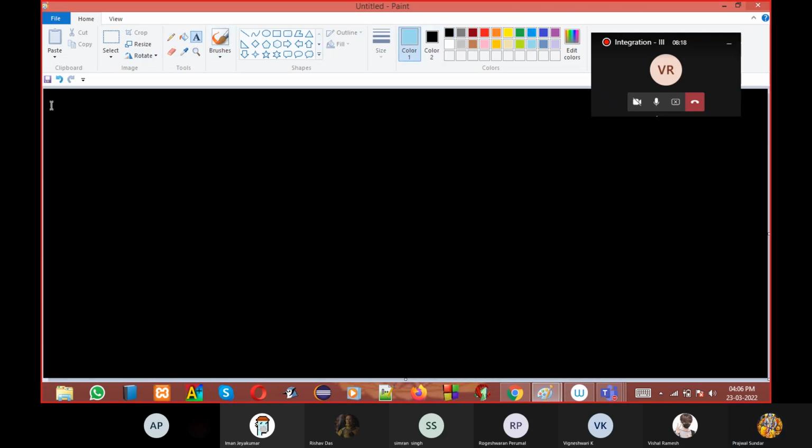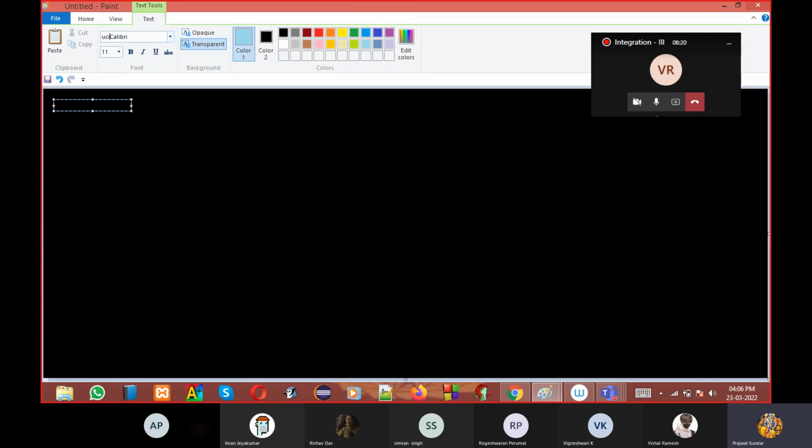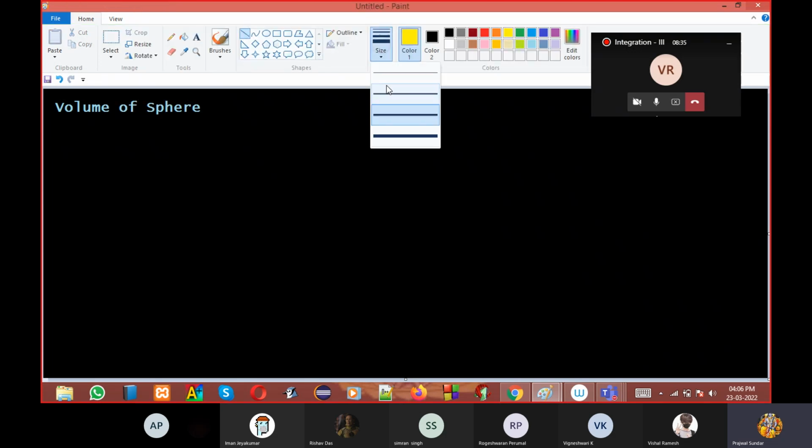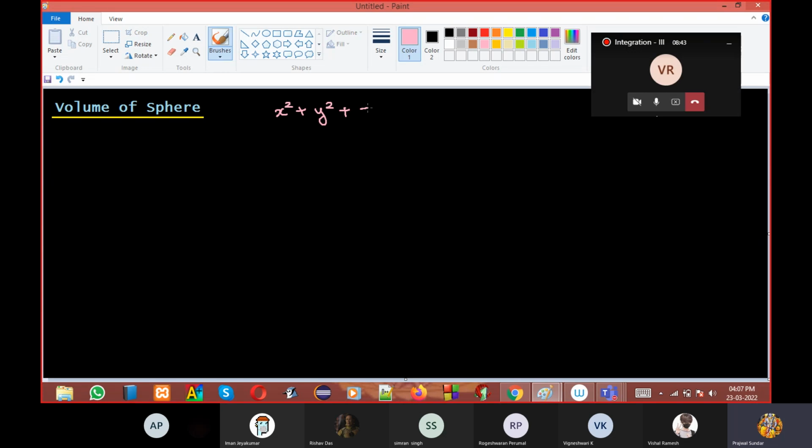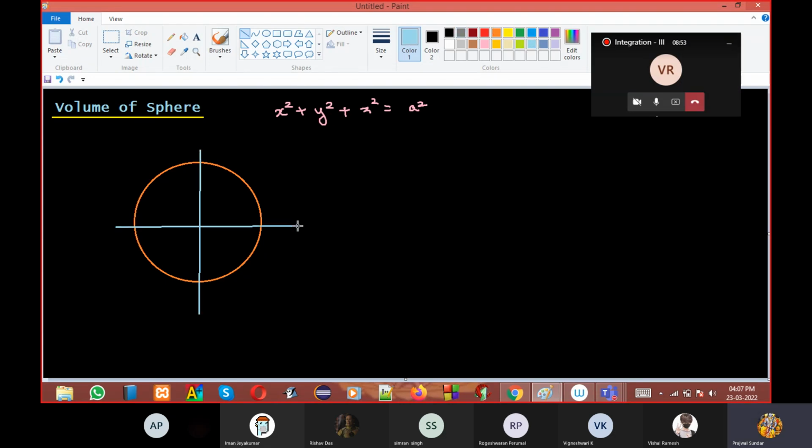Look at this carefully. Volume of sphere. How to calculate the volume of a sphere using a triple integral, that we'll see. First of all, what is the equation of a sphere? x squared plus y squared plus z squared equal to a squared. Okay, visualize it. This is the sphere, like this.